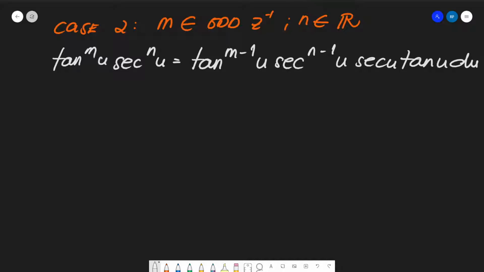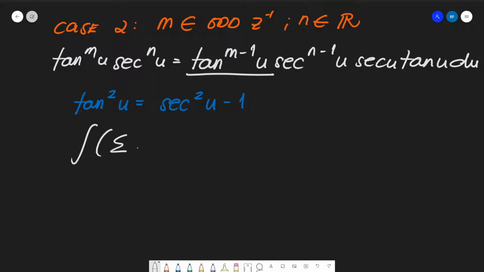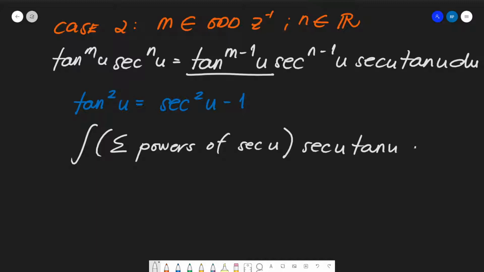So, saan tayo magsa-substitute ngayon? Dito, obviously, mu may condition, so dun tayo magsa-substitute. Ano yung isa-substitute natin? Tangent squared u is equivalent to secant squared u minus 1. Ito yung identity na isa-substitute natin dito. So, i-multiply natin tong secant raised to n minus 1 dito sa dalawa. So, we will have the summation ng powers ng secant u naman, secant u times secant u tangent u du.